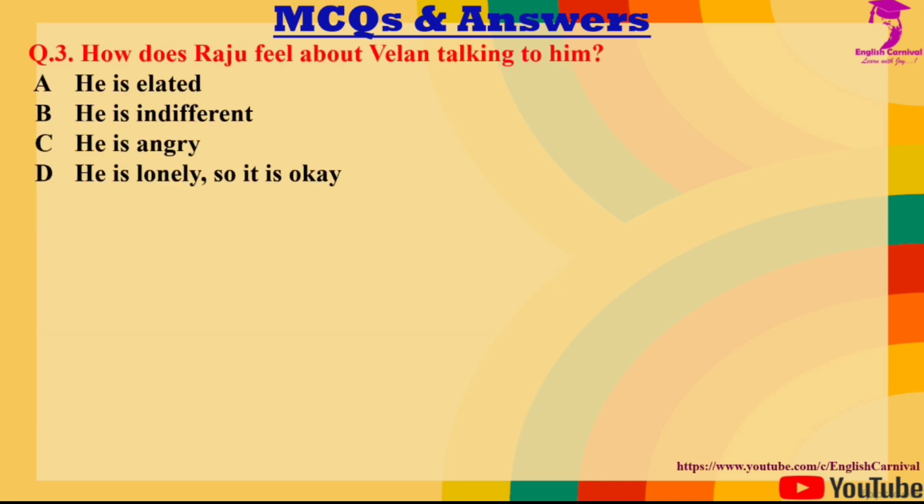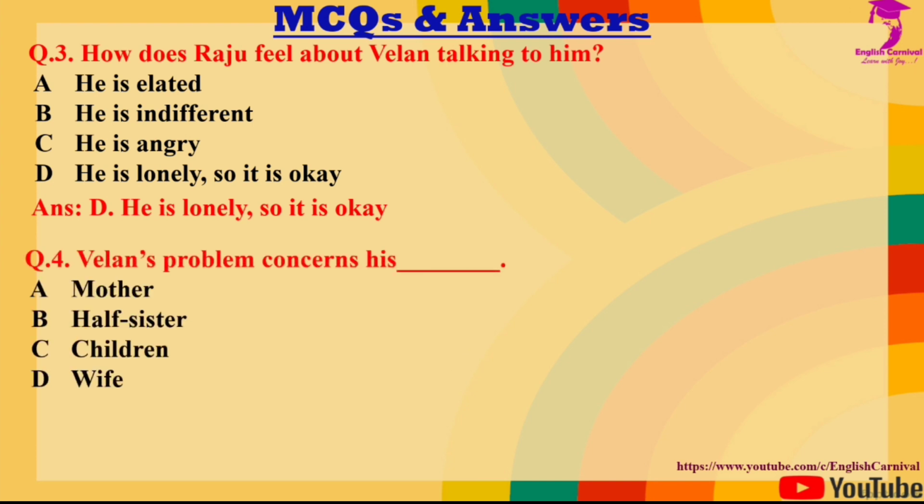Question number 3 we have, how does Raju feel about Velen talking to him? Options are A he is elated, B he is indifferent, C he is angry and D he is lonely so it is okay. The correct answer is D, that is he is lonely so it is okay. Question number 4 we have, Velen's problem concerns his dash. Options are A mother, B half sister, C children and D wife. The correct answer is B, that is half sister.